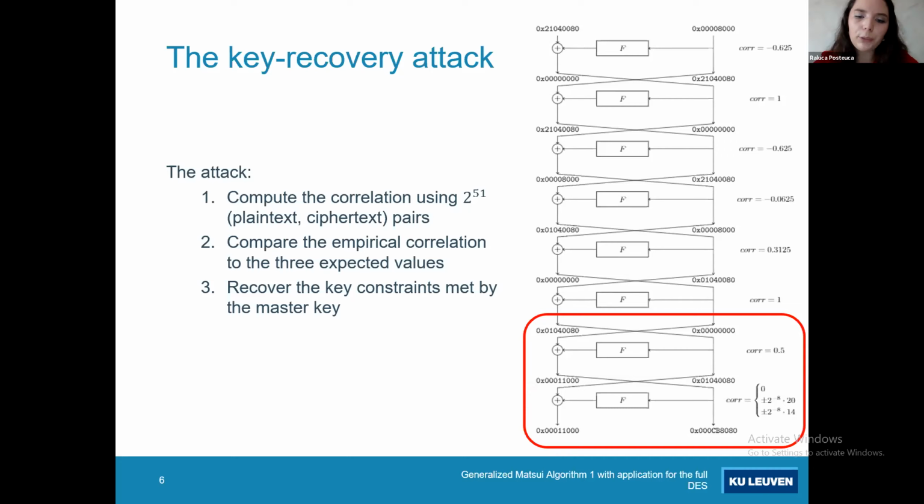We used this property to design a key recovery attack that is pretty straightforward. The attacker has to initially compute the correlation of the trail by using 2^51 plaintext-ciphertext pairs. We computed this data complexity according to the smallest non-zero value of the correlation. After that, the attacker has to compare the empirical correlation to the 3 expected values and basically learns the key class to which the master key belongs.